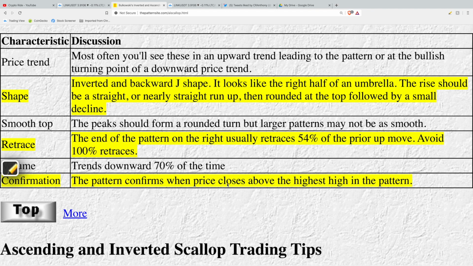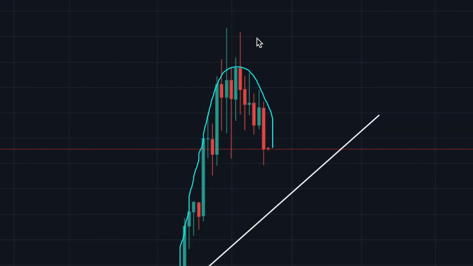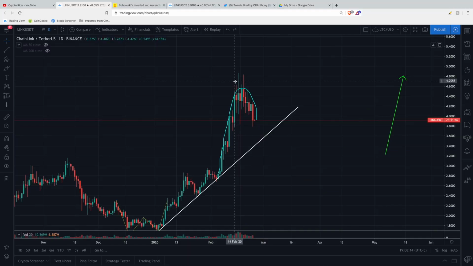The pattern confirms when the price closes above the highest high. So for an upside breakout, we'd need this to get above the highest point. Now, in my analysis, I'm going to be leaving out these two price spikes, and I'm just going to focus on the tops of the daily candles. So we are looking for this thing to break out above $4.55. And if we can successfully do that, I'll show you where the price could break out to.